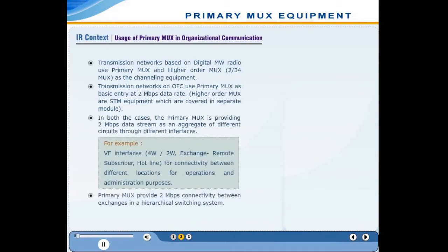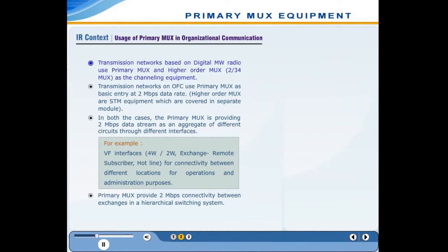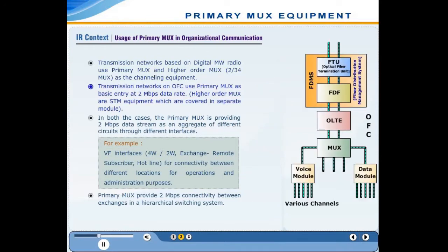Let us learn the usage of primary MUX in organizational communication. Transmission networks based on digital microwave radio use primary MUX and higher order 2x34 MUX as the channeling equipment. Transmission networks on OFC use primary MUX as basic entry at 2 megabits per second data rate.